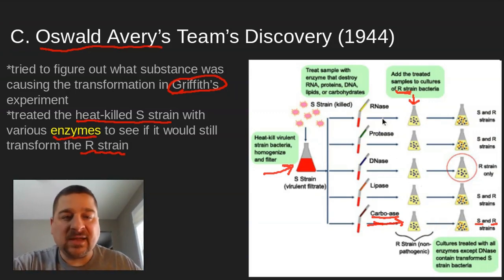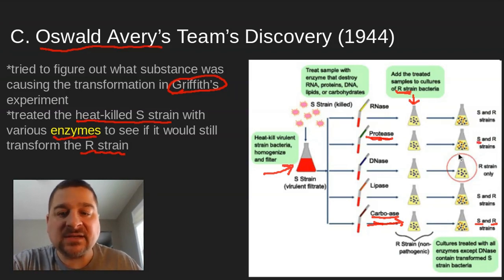So there was still transformation, you could write down in your notes. The next one, proteases up here, proteins. When they treated that heat-killed S strain with enzymes that would destroy proteins, look what happened right here. Still transformation. So write down still transformed.